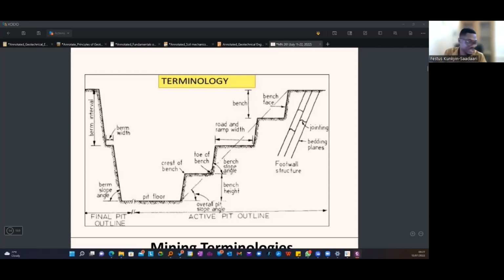So that horizontal line we leave from the wall, which forms a small bench on the hanging wall side, is what we term as a berm. And that one is left most of the time mainly for safety reasons.